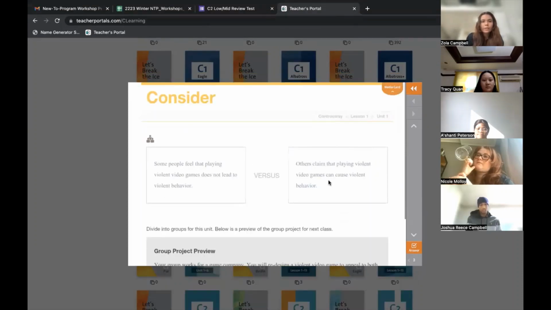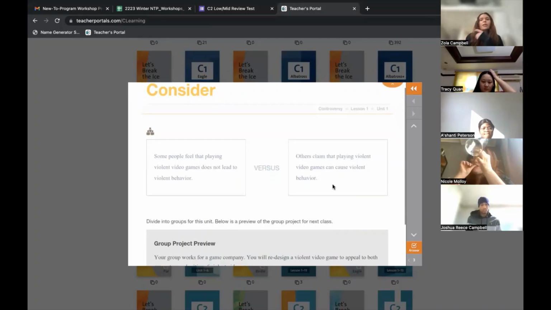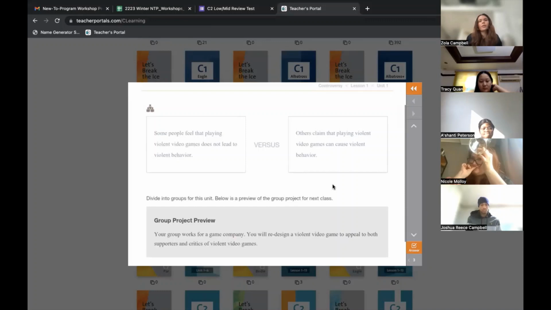Okay, moving on. So on to the consider page. This is where we really introduce the 2 points of view. So the first point of view would be some people feel that playing video games does not lead to violent behavior versus others claim that playing violent video games can cause violent behavior. So you don't need to spend too long on this page. You're just getting kind of their initial opinion.